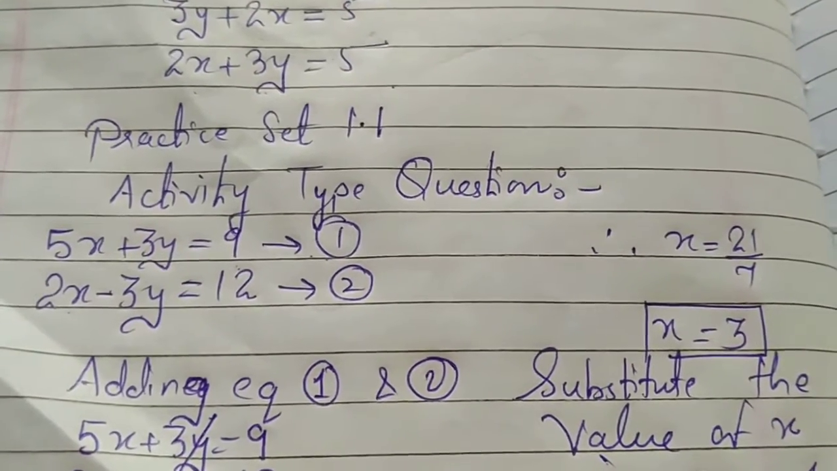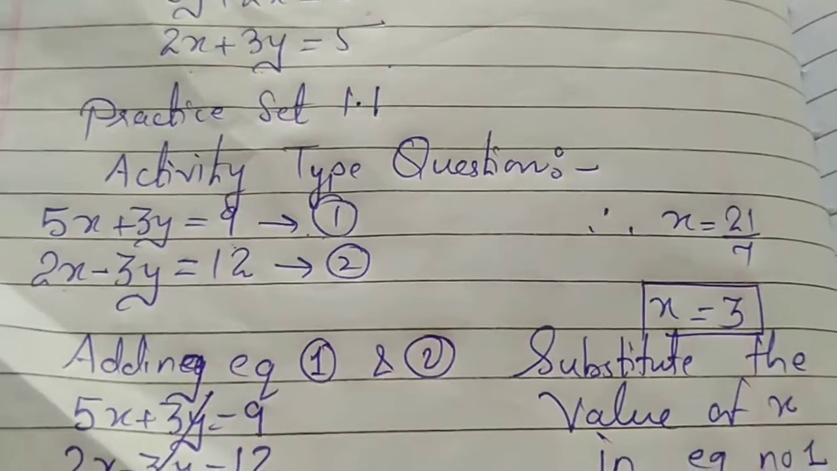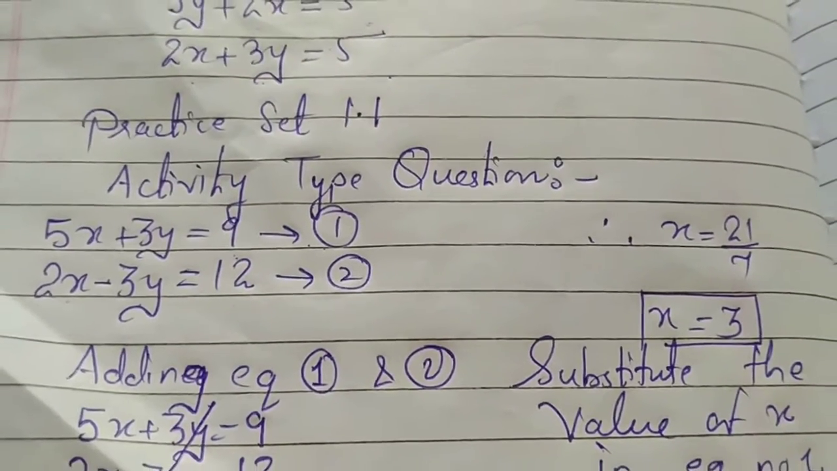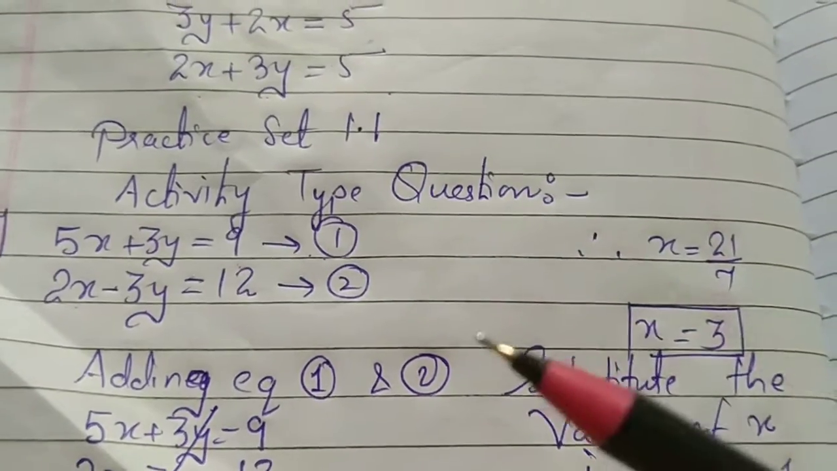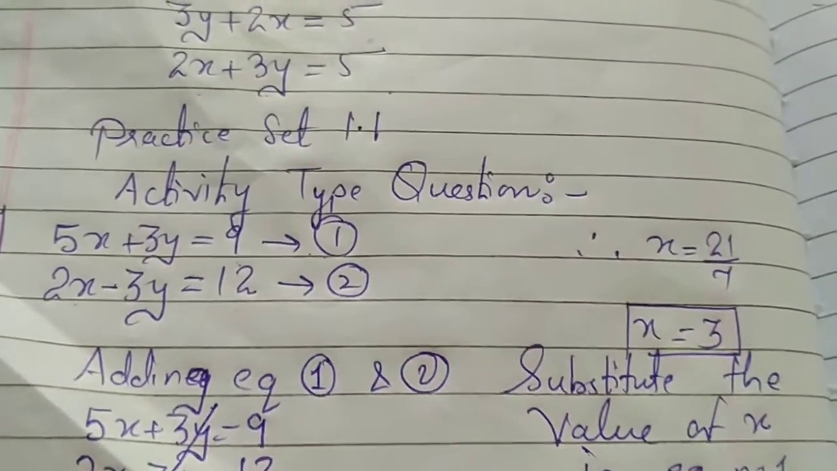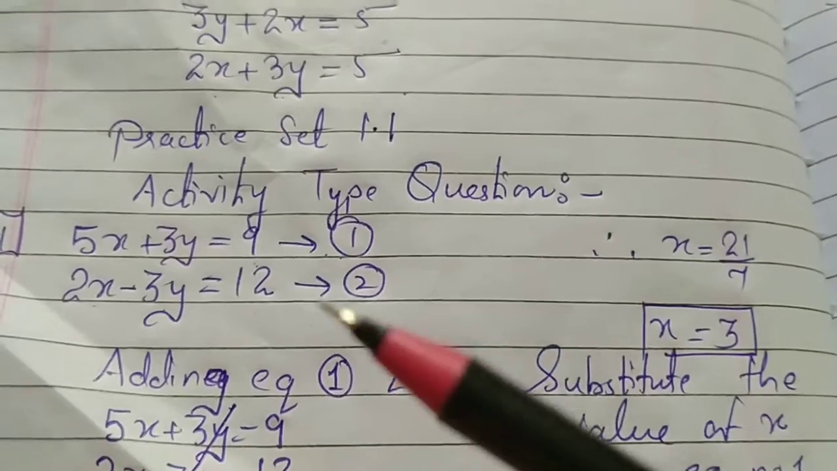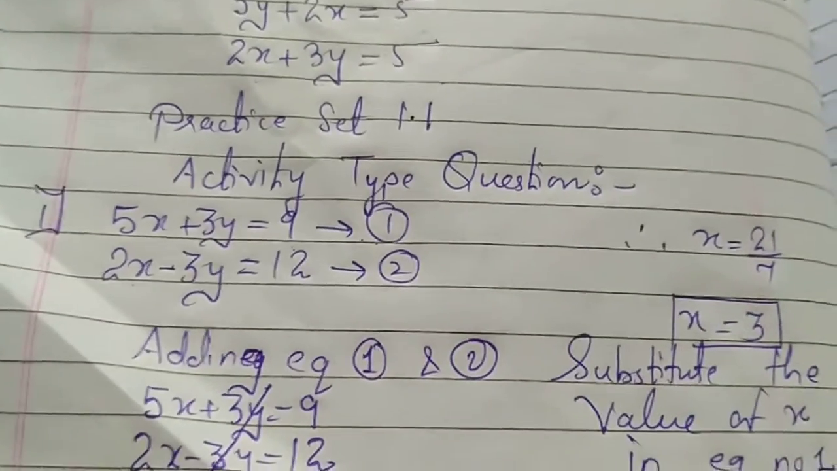Solve the equation means what? You have to find out the value of the variables which are given to you. Either it will be x or y, either it will be m or n, either it will be p or q. Okay, in this question it is x and y. So I got those two equations.